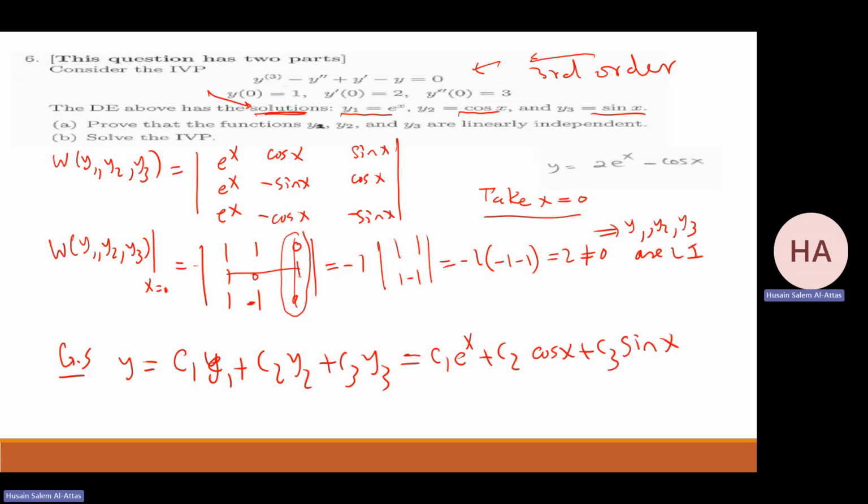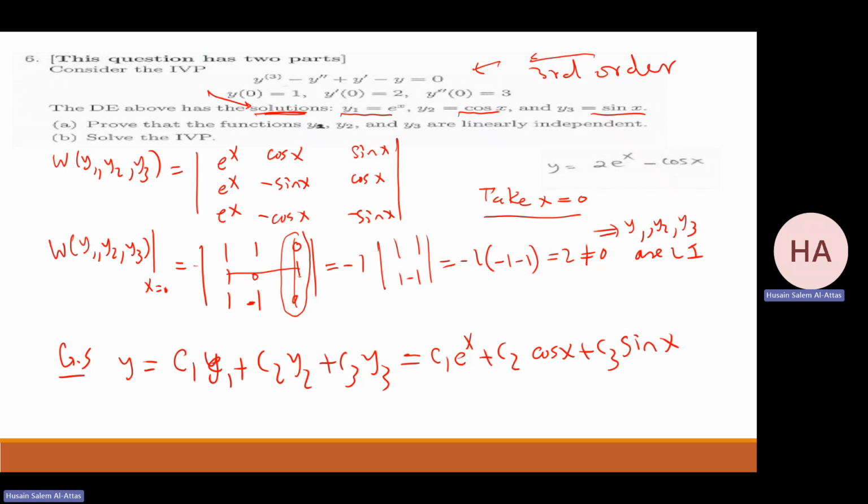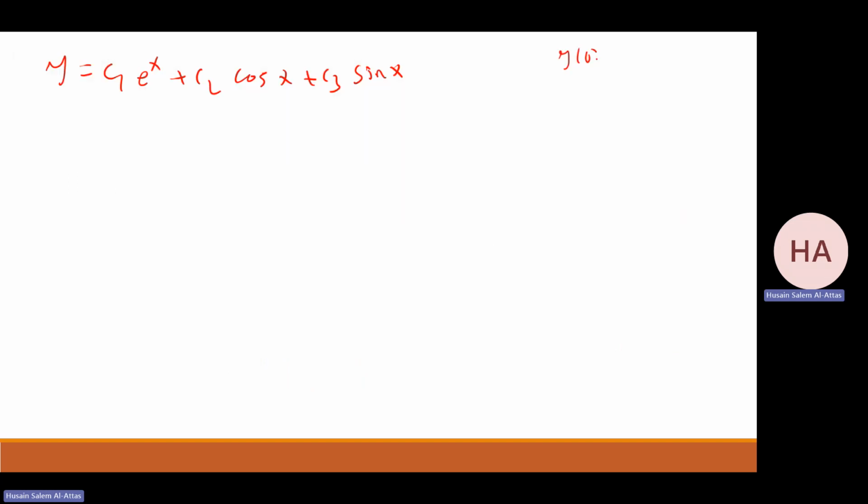Now we need to work out this initial condition. So let me go to another page. This is my general solution. Let me rewrite it. I have the conditions y at 0 equals 1, y prime at 0 equals 2, y double prime at 0 equals 3. So I need y prime, and I also need y double prime.